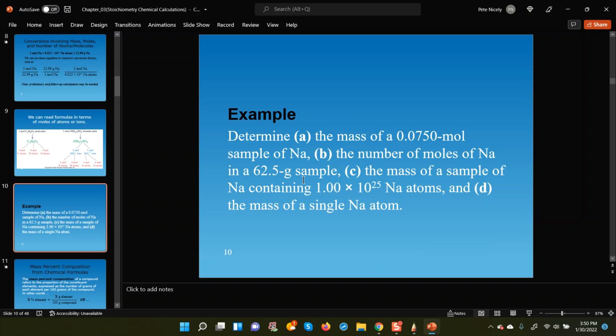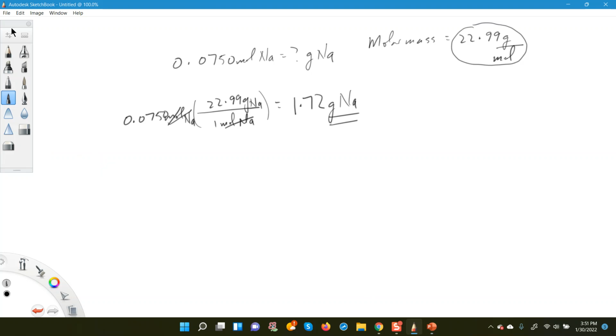So let's look at the next question, which says you're to calculate the number of moles of sodium in a 62.5 gram sample. This one is kind of the reverse of what we did in A, because in the case of A, they gave us the moles and they're asking for the mass. In this case, they gave us the mass and they're asking for the moles. So let me go back to this right here. I guess I can do this problem down here.